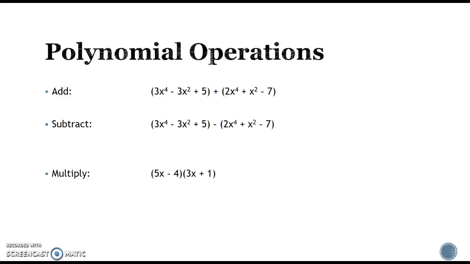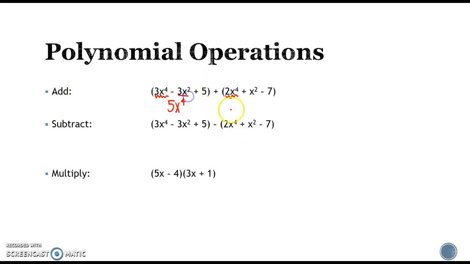So I've got 3x to the fourth minus 3x squared plus 5 plus 2x to the fourth plus x squared minus 7. So all I really have to do is combine like terms. Now remember, you want to write your answers with your exponents going in descending order. So I'm going to start with the biggest exponent, which is a 4. So I've got a 3x to the fourth on this side and a 2x to the fourth on this side. That combines to get a 5x to the fourth.